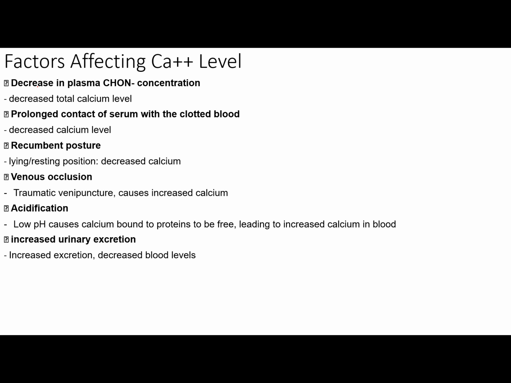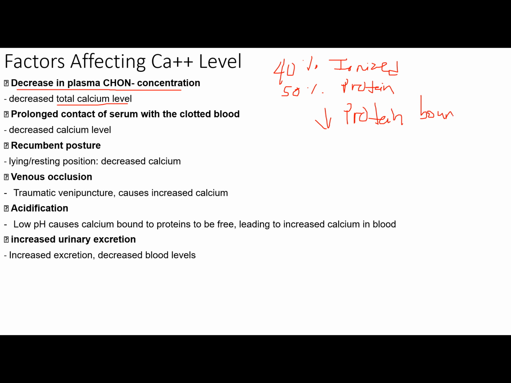Factors affecting calcium level. So the factors would include decrease in plasma protein concentration. Pag decrease ang plasma protein concentration nyo, decrease ang total calcium level nyo. Again, di ba nga, 40% are ionized. 50% are protein bound. So kung mababa ang proteins mo class, there would be less protein bound calcium. And kapag less ang protein-bound calcium mo, it would lead to decreased total calcium level. Then prolonged contact of serum with the clotted blood would also decrease calcium level.